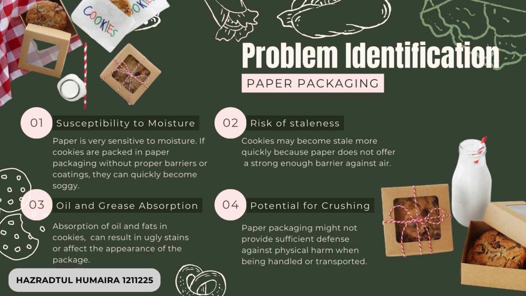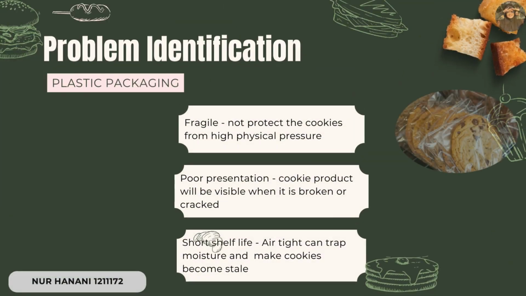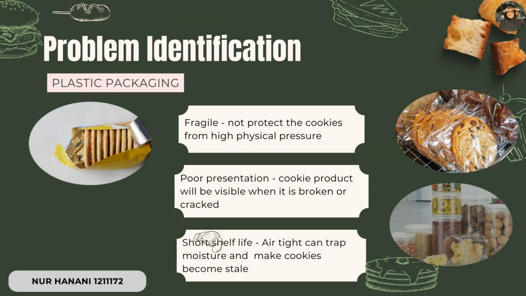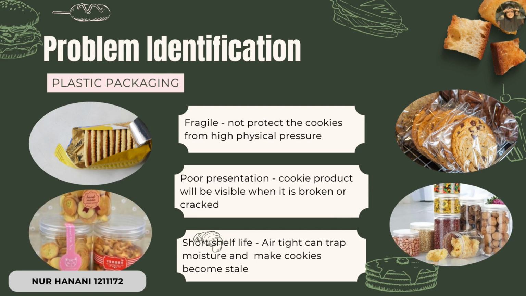Number 3, oil and grease absorption. Absorption of oil and fats in cookies can result in ugly stains or affect the appearance of the packaging. And number 4, potential for crushing. Paper packaging might not provide sufficient defense against physical harm when being handled or transported, leading to broken or crumbled cookies. Next, we will look at the problem identification in plastic packaging for cookies.